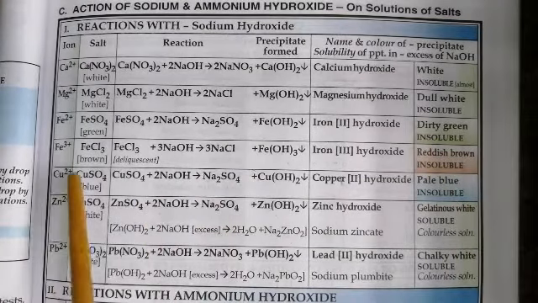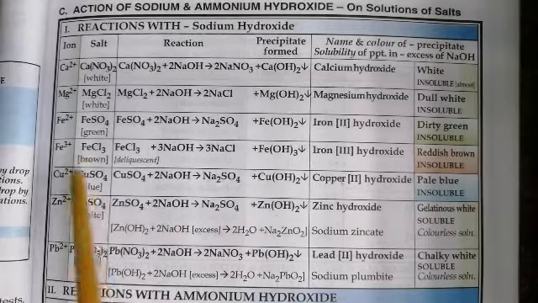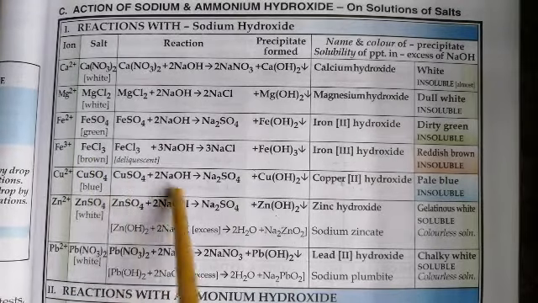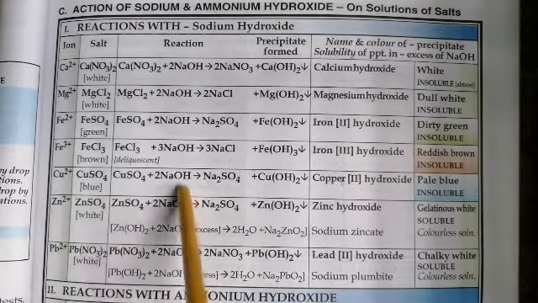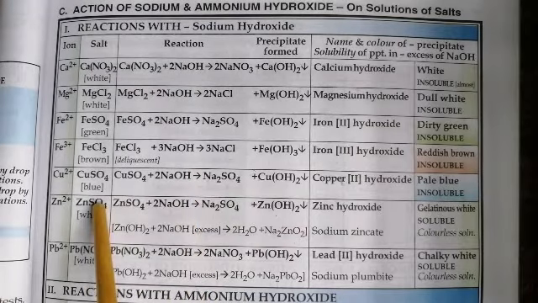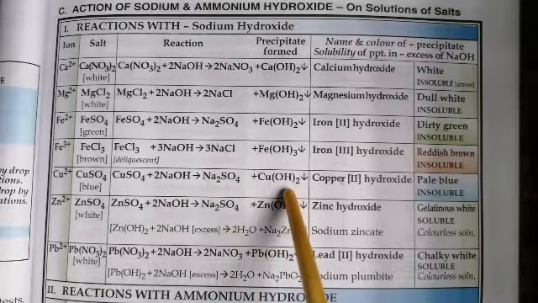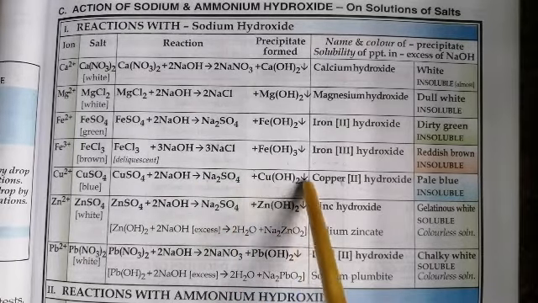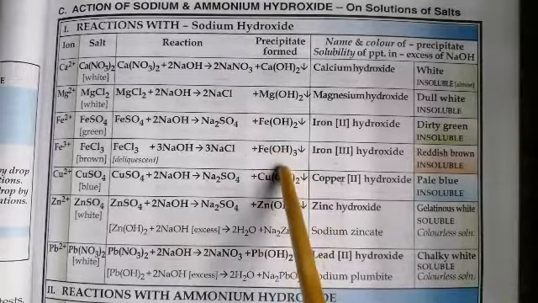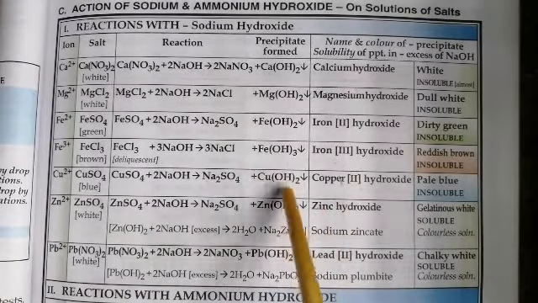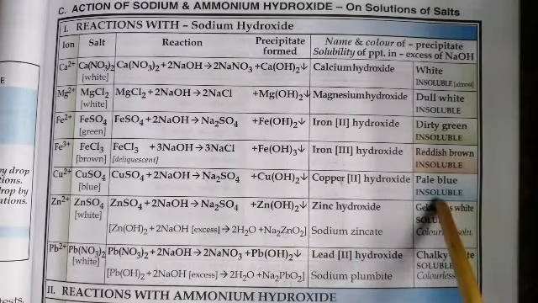Now cupric ions. We've chosen copper sulfate as the solution. Copper sulfate is blue in color. We are adding to it sodium hydroxide solution dropwise. What do you see? A clear solution of sodium sulfate, and you'll see a pale blue precipitate of copper hydroxide. Now, what is the nature of this precipitate? It is insoluble in nature.